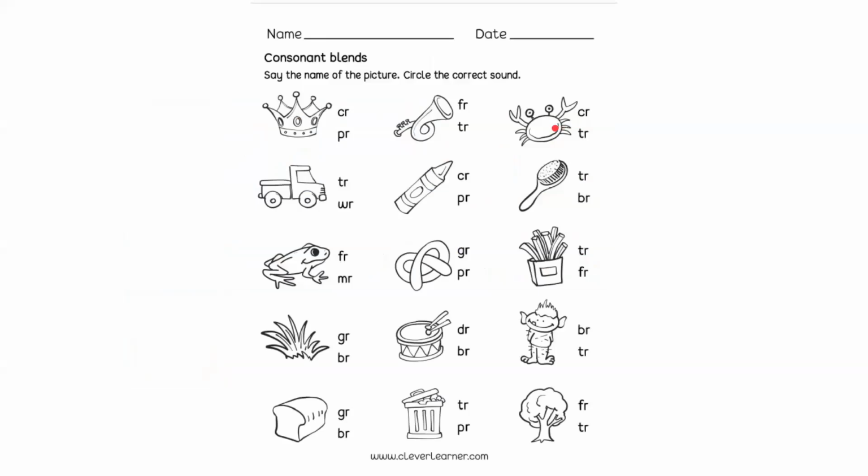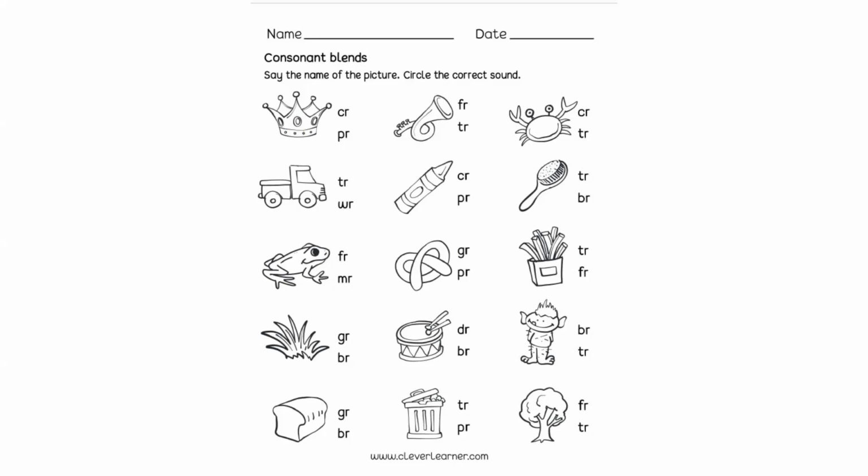So in this worksheet, what you have to do is, you have to look at the word and guess which blend will be the answer. So here are two options, CR and PR. You have to guess what is the answer. So what is this? This is the picture of a crown. ये एक मुकुट की picture है. So a crown. In crown, what is the sound you are hearing?